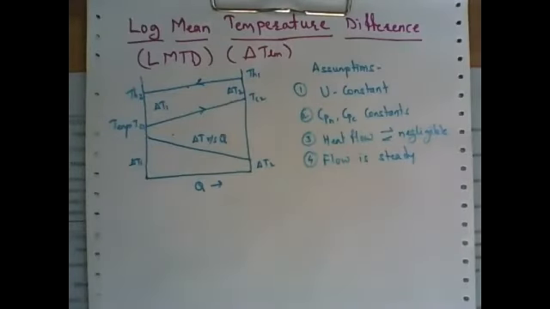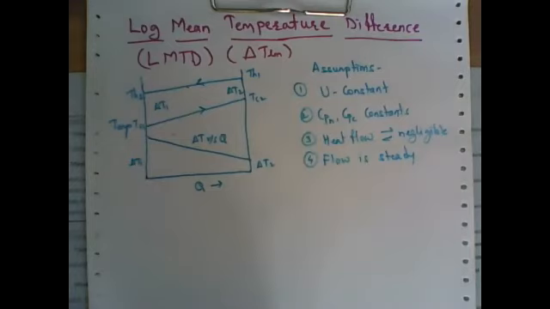Now in this lecture, we are going to study the derivation of log mean temperature difference. This log mean temperature difference is generally called LMTD or delta TLM. How can the formula of this LMTD or delta TLM be derived? In this discussion, we are going to derive the exact formula, that is, delta TLM is equal to delta T2 minus delta T1 upon ln of delta T2 by delta T1, right?